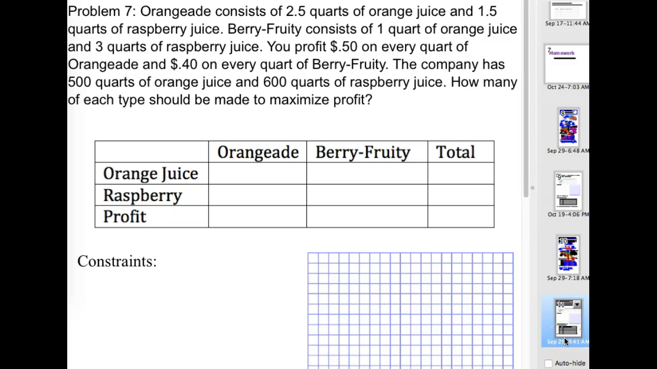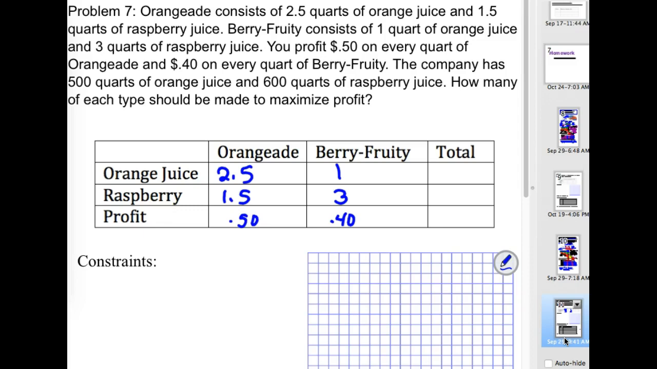All right, looking at our last one, we are just going to set it up. We're not going to do all the graphing, okay? So, looking at this one, we're making some orangeade and some berry fruity. It takes 2.5 quarts of orange juice to make the orangeade and 1.5 quarts of raspberry juice. For the berry fruity, it takes 1 quart of orange juice and 3 quarts of raspberry. And our profit, 50 cents on orangeade and 40 cents on the berry fruity.